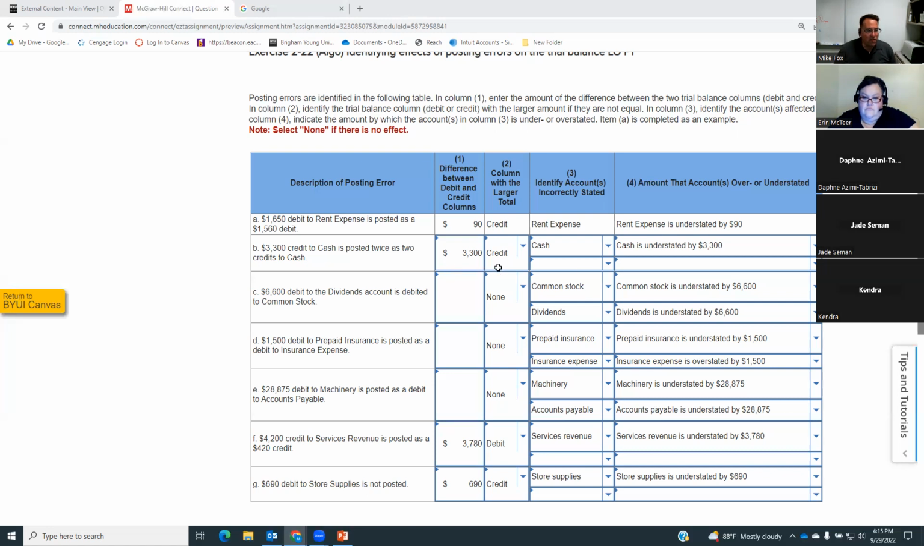Well, the part that confuses me is this idea that there's a $3,300 difference between the debit and credit columns. The credit to cash is posted twice as 2 credits to cash. And so that means I would have posted $6,600 in credits to cash, which leads me to assume I must have also posted $3,300 as a debit to something, probably an expense.